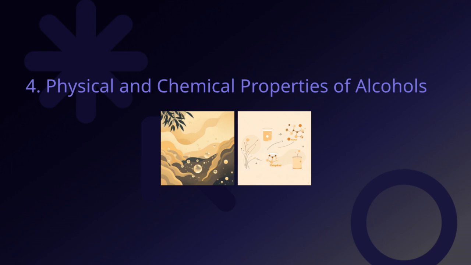Moving to chemical properties, alcohols are quite versatile. They can undergo a variety of reactions such as oxidation, dehydration, and substitution. For instance, primary alcohols can be oxidized to aldehydes and then to carboxylic acids, which is a key pathway in organic synthesis. Understanding these properties helps us see why alcohols are so widely used, from solvents and fuels to key intermediates in chemical manufacturing. Their physical and chemical characteristics directly influence how they are handled, stored, and transformed in different industrial processes.